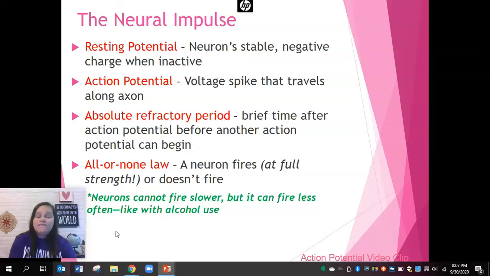So neurons can't fire slower. Sometimes people will say that the neurons fire slower, like alcohol causes the brain to fire slower, but that's kind of incorrect wording. Instead, that neuron fires less often, and that's what's going on with alcohol use. So instead of a slower whoosh, it's a less frequent whoosh.